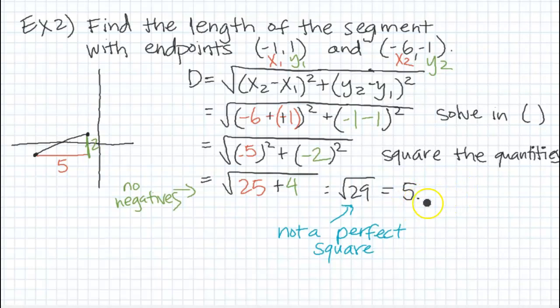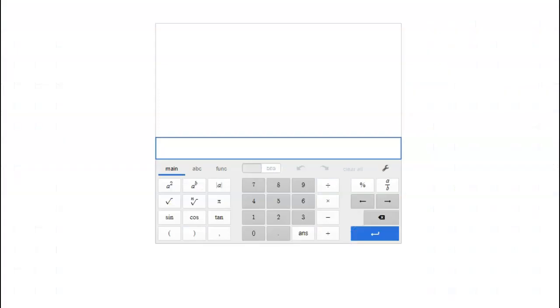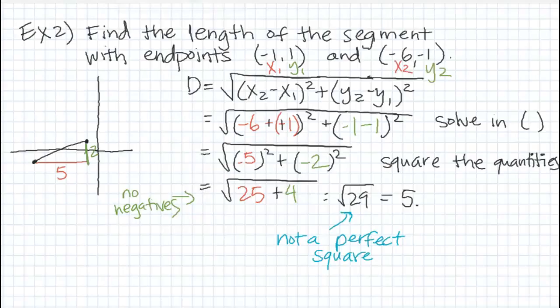Now in my calculator, I'm going to put square root of 29, and I see I was right. It is 5.385. I'm going to take that back to my notes. 5.385.